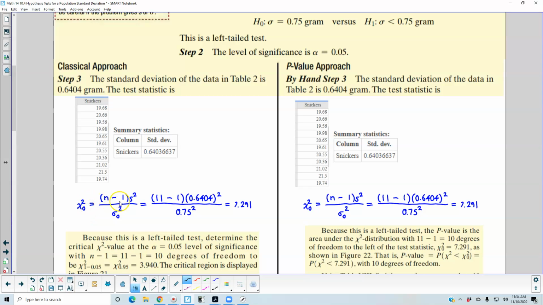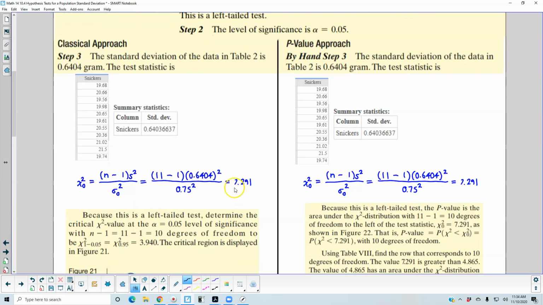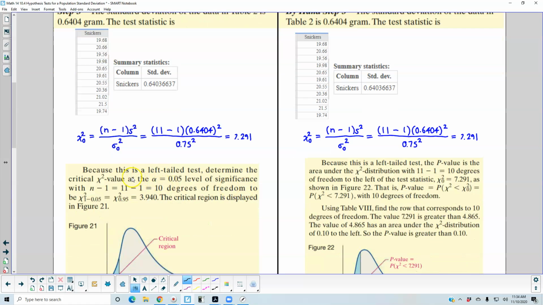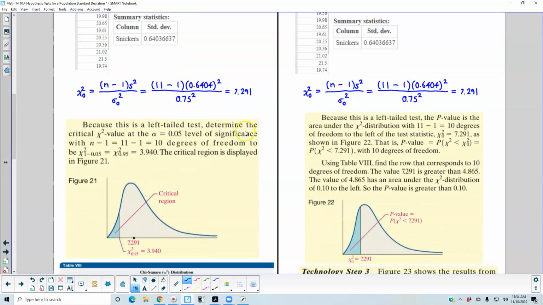We're going to take n minus 1 times the sample standard deviation squared, over the population standard deviation squared. So we have 11 minus 1 times 0.6404 squared over 0.75 squared, which gives us a test statistic of 7.291. Now, because this is a left-tailed test, we determine the critical value at the significance level of 0.05 with the degrees of freedom of 11 minus 1, which is 10.